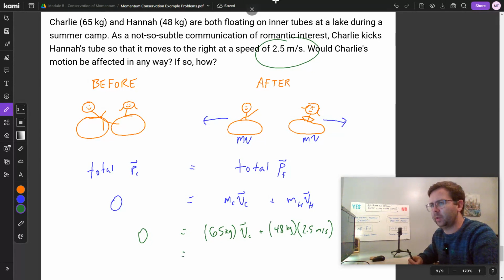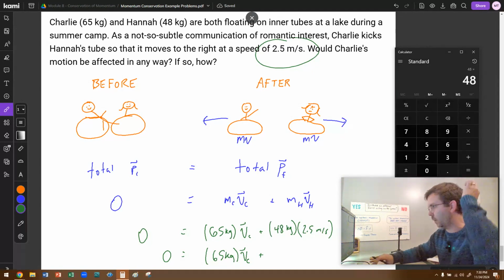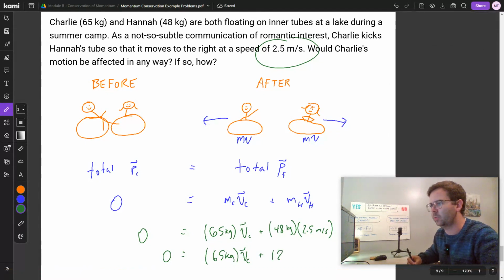So I can start putting some numbers into my calculator. We're going to do 48 kilograms times 2.5 meters per second. 48 times 2.5 is 120 kilograms times meters per second.